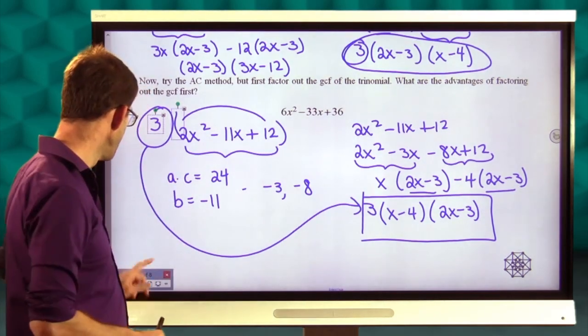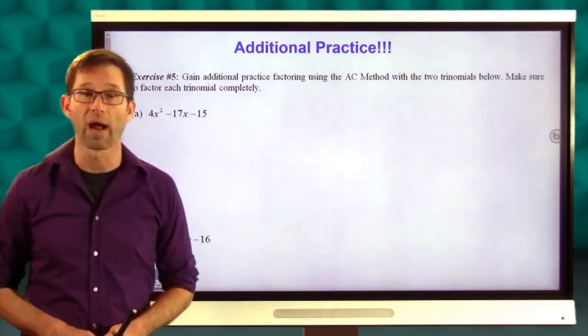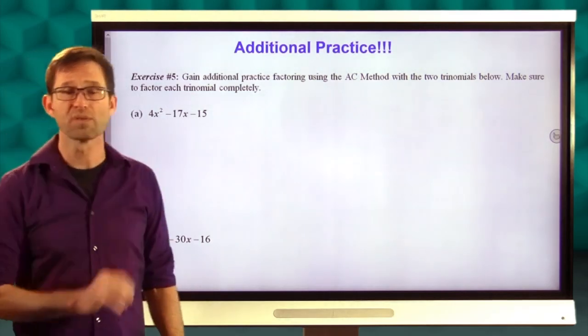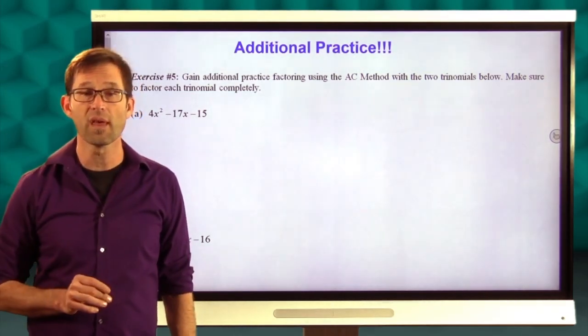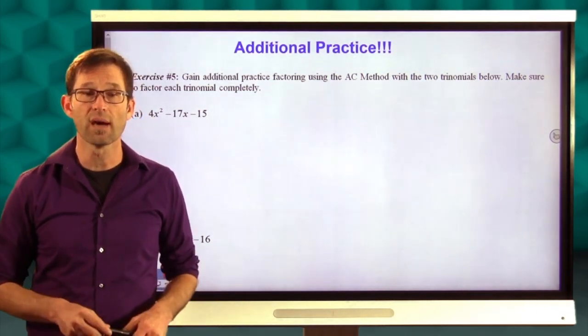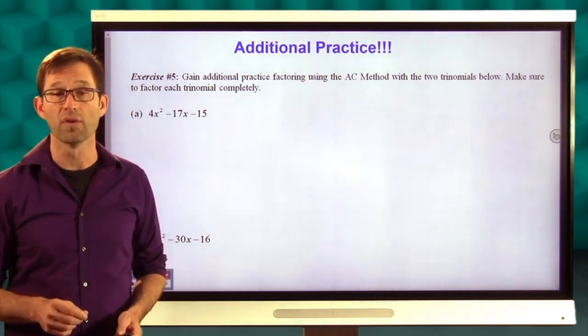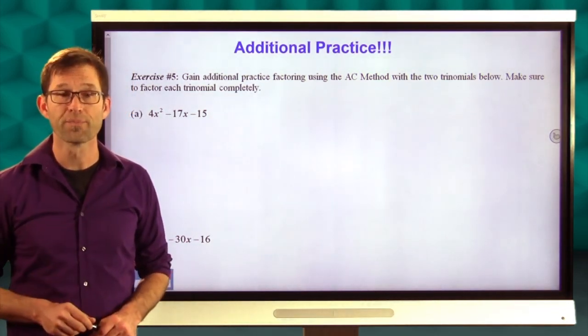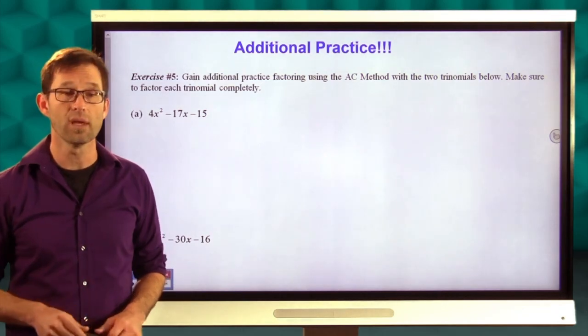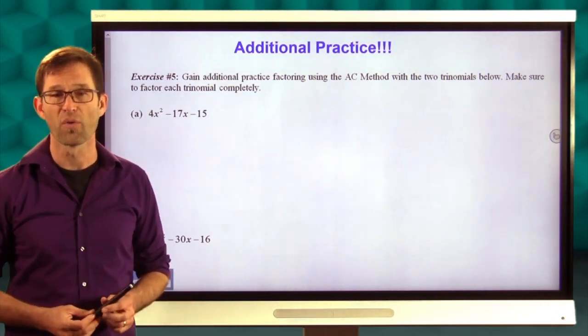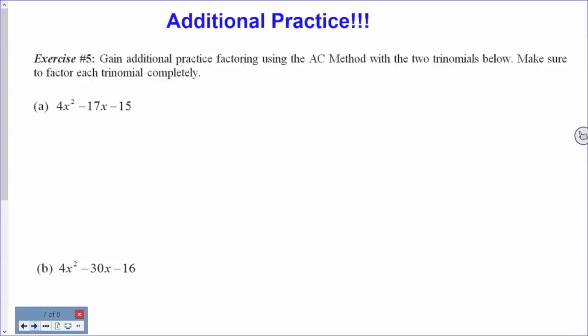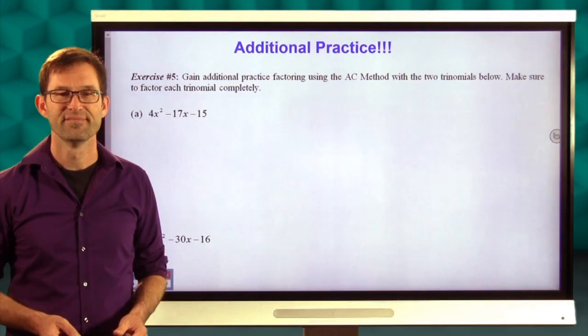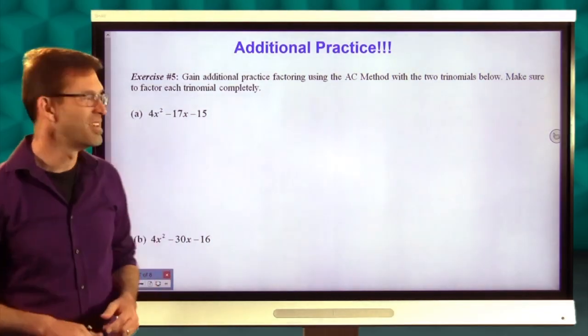Okay? Speaking of which, let's get some practice. So I've got two practice problems here. We want to factor both of them using the AC method. One has a GCF and one doesn't. What I'd like you to do is work through both of them, pause the video, take as much time as you need, and then we'll come back and we'll go through them both. All right, let's do it.